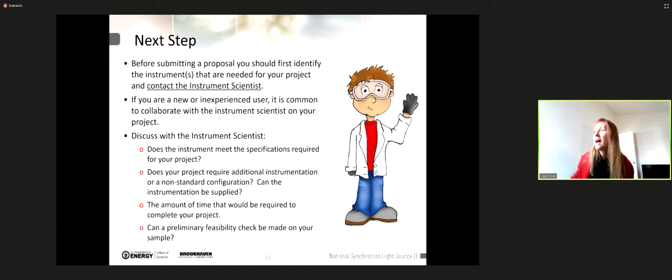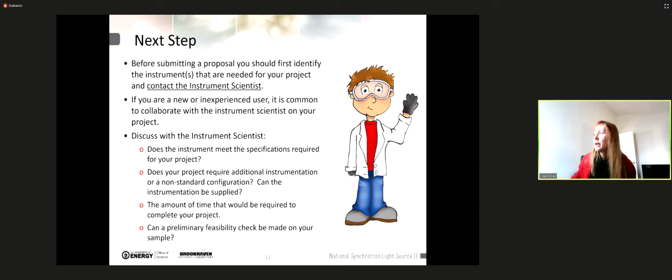And it's very common to collaborate on new projects, to collaborate with the beamline scientist on your project. You may do that for the first proposal or first set of experiments, and then once you learn what you're doing, you don't need their help as a collaborator anymore, and you move on to doing things on your own. But in the beginning, it's really helpful to collaborate with the beamline scientist.